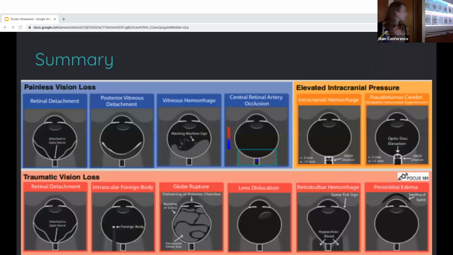And then I just have a summary of everything we talked about that you can use as a quick reference. And that's pretty much it.